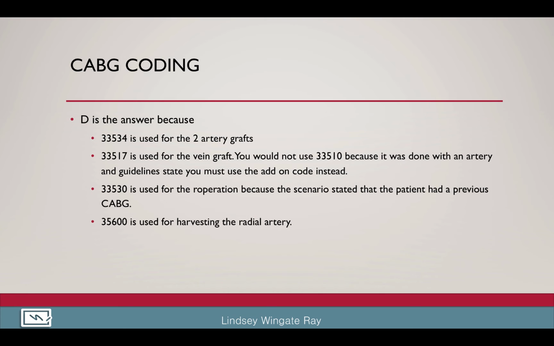Then you would have gotten 33517, and remember, that's the add-on code because it was a combined artery and vein. You would not have used 33510 because it was done with an artery, and guidelines state you must use the add-on code instead. So that makes up our 2 arteries and 1 vein.